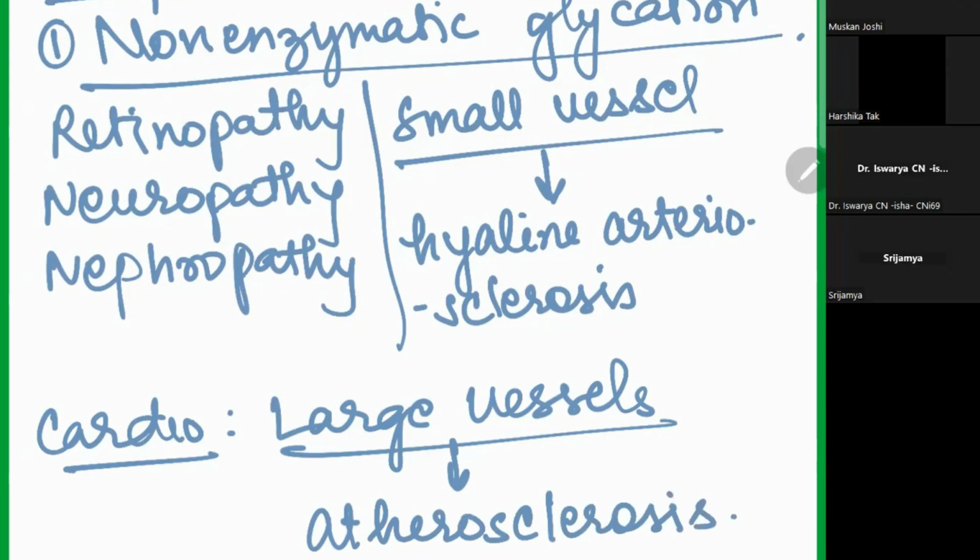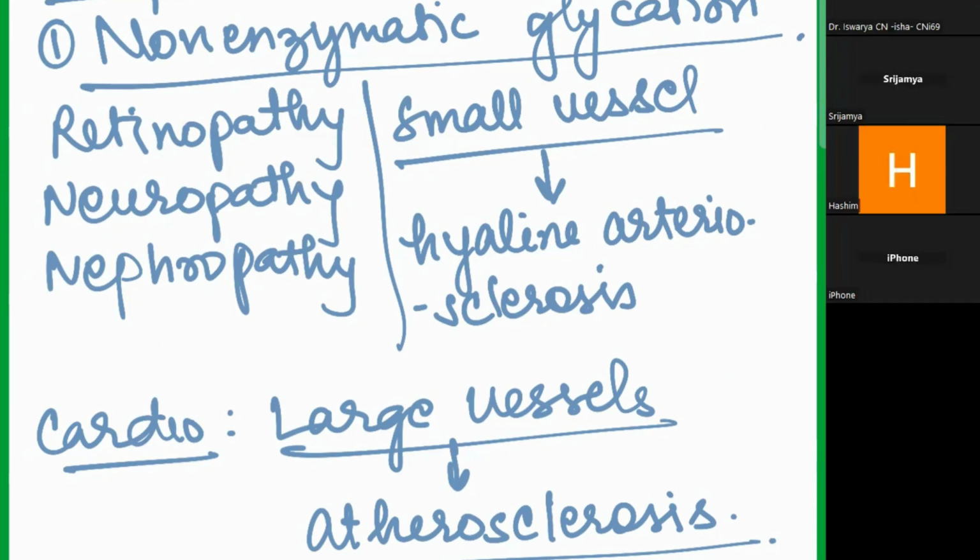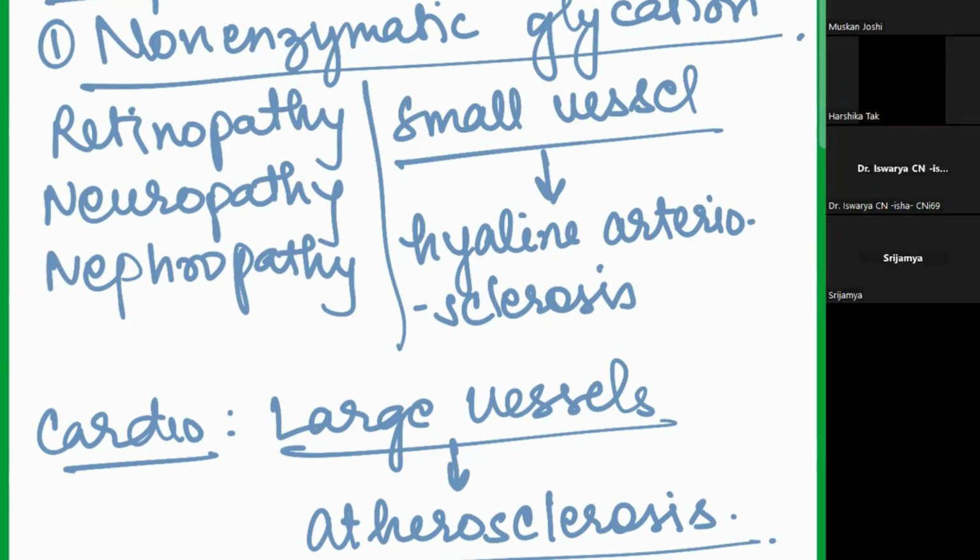Why atherosclerosis here? Anyone? What is atherosclerosis and why is it happening in the large vessels? Atherosclerosis happens due to endothelial dysfunction, which causes accumulation of macrophages that proliferate, and you have that fatty streak development and accumulation of fats and macrophages and smooth muscle that proliferate. But primarily, it's due to endothelial dysfunction.